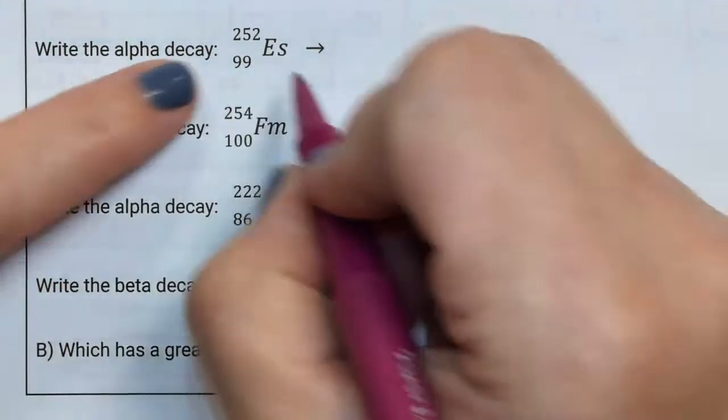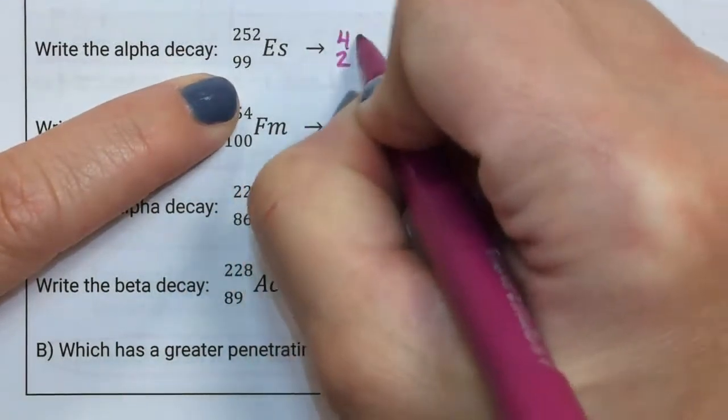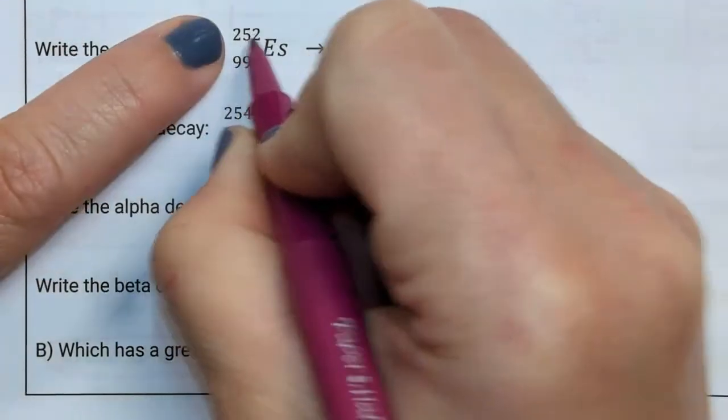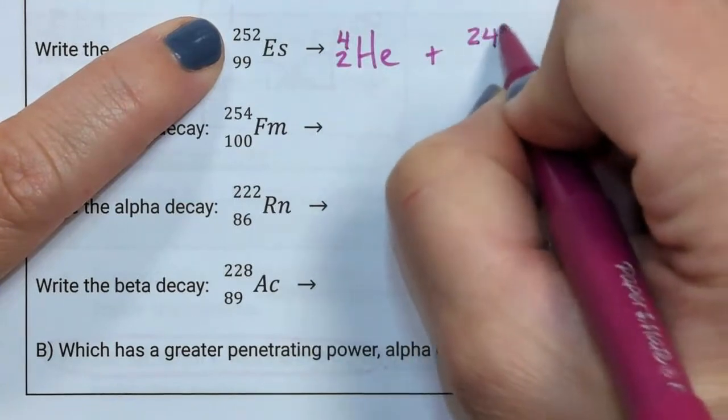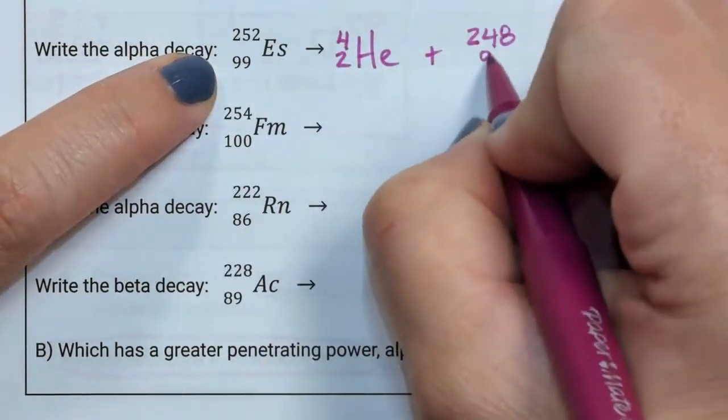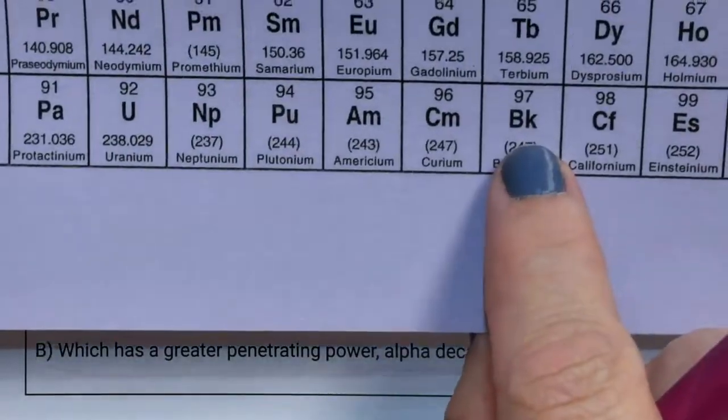Okay, the alpha decay of this, we're going to emit a 4 over 2 helium. My mass will go down by 4, and my atomic number will go down by 2. Element number 97 is Bk, berkelium.